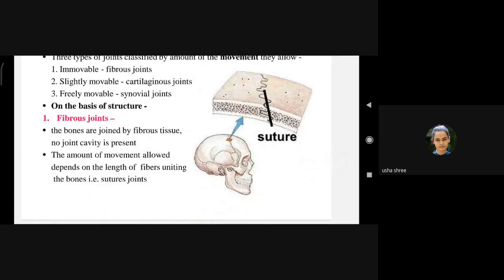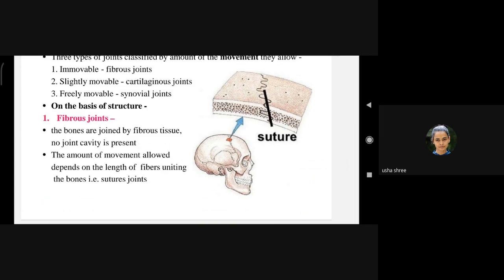On the basis of structure, the fibrous joint is immovable. An example of a fibrous joint or immovable joint is our sutures. Sutures mean the joints of the cranial skeleton. Cranial means our head or skull. Skull is also known as cranium. So the joints of the bones of the cranium are fibrous joints, or immovable joints.